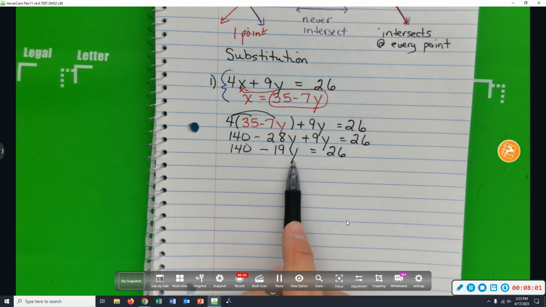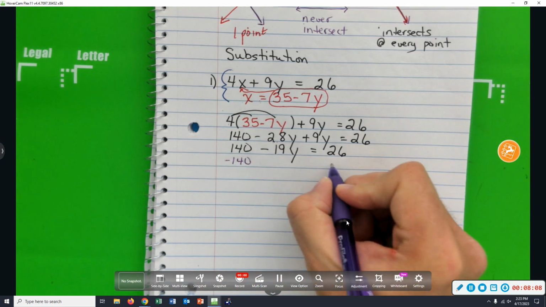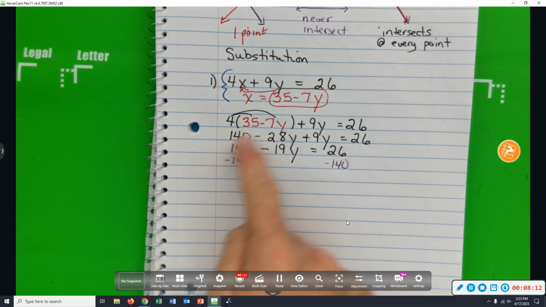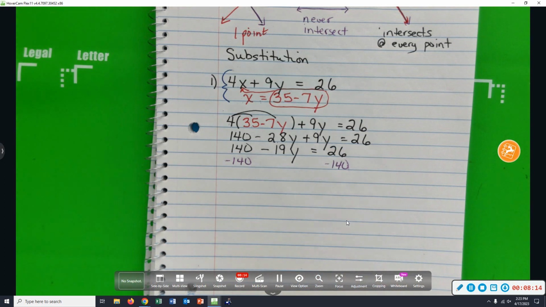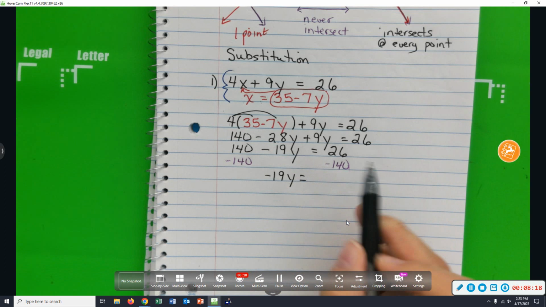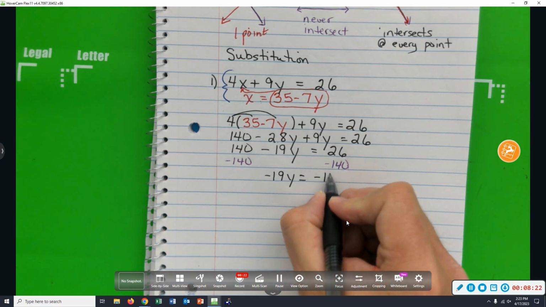Okay, so you're now trying to isolate the y by subtracting 140 from both sides. Negative 114. Okay, so we have negative 19y equals 26 minus 140, and negative, what did you say, 114? Yeah.